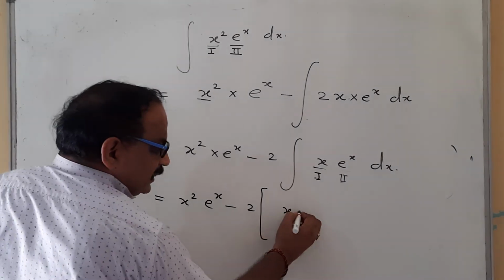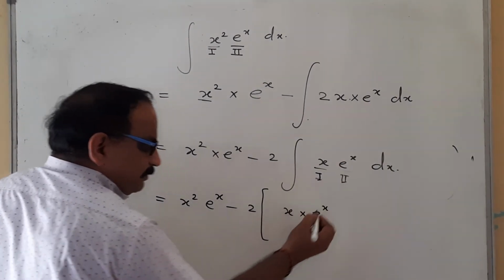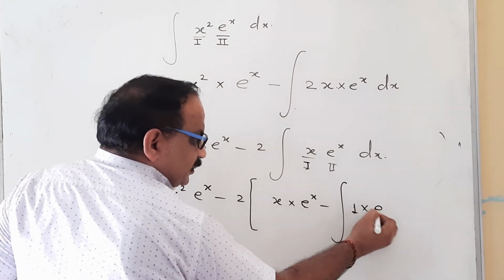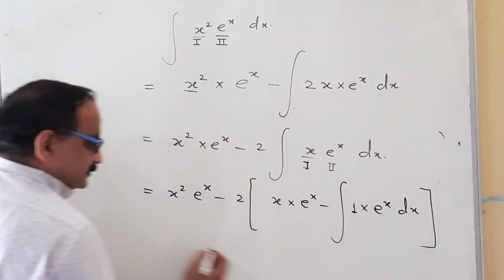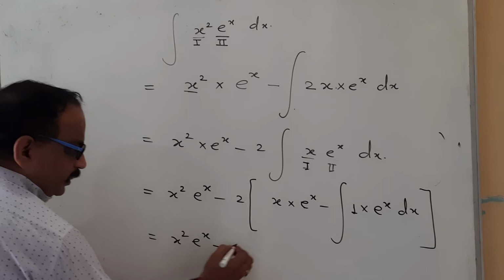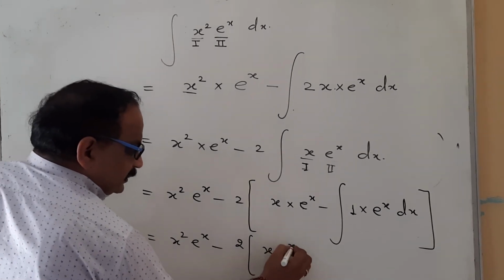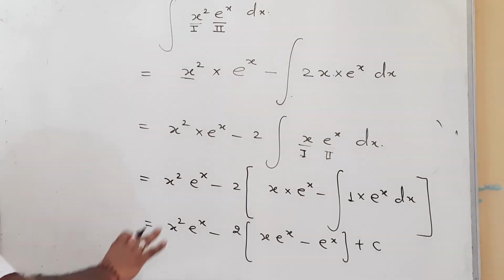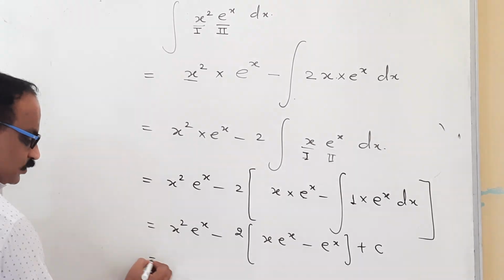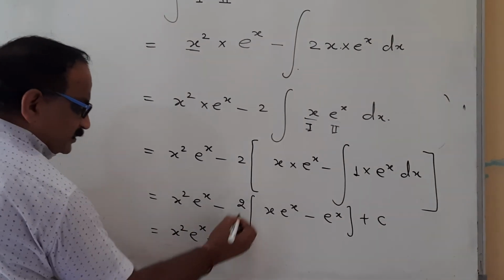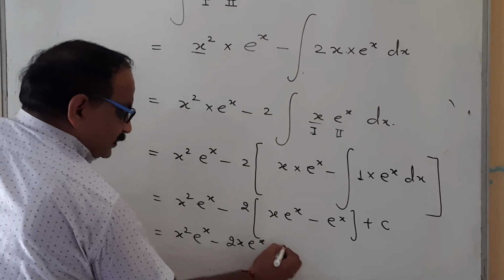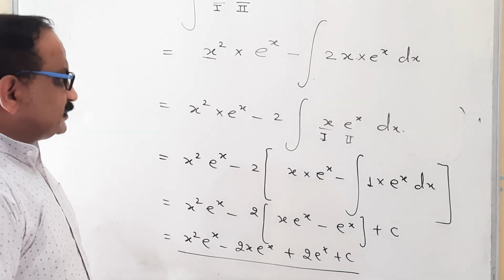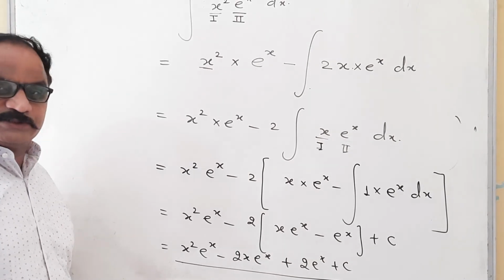Drop first, integrate second: integration of e to the x is the same e to the x, minus the differentiation of first, that means x is 1, and this portion continues, e to the x dx. Now it is x square e to power x minus 2 times, x e to the x minus the integration of e to the x, again e to the x, plus c. Now we are able to put the results and finally our conclusion comes out: x square e to the x minus 2x e to power x plus 2 e to the x plus c. So this method is defined as integration by parts. Thank you.